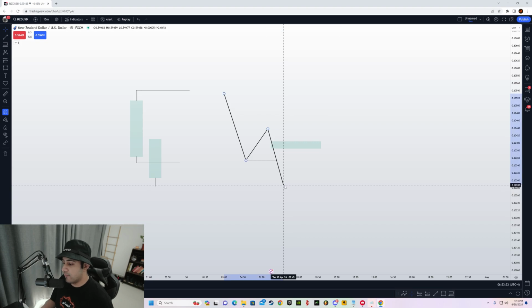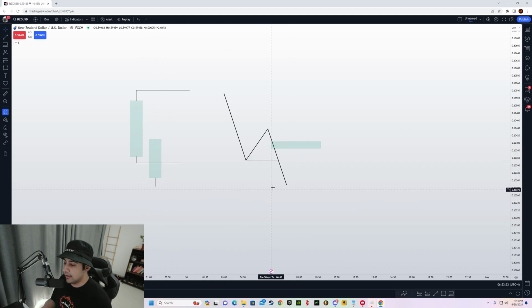Now once you have marked out the 1 hour fair value gap, you have to drop down to the 5-minute or 15-minute time frame. I highly suggest you stick to the 15-minute time frame because that time frame is the best for this strategy. And the trade that I took was also on the 15-minute time frame.